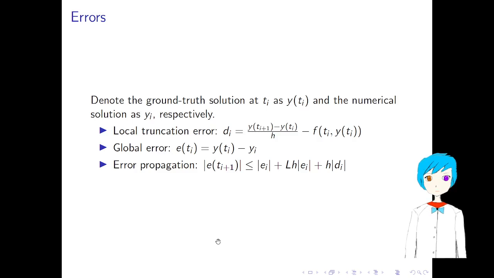The absolute value of e_{i+1} can be bounded by the absolute value of e_i plus L times h, where L is the Lipschitz constant of the function f, times the absolute value of e_i, plus h times the absolute value of the local truncation error. So this is the error propagation for the forward Euler method.